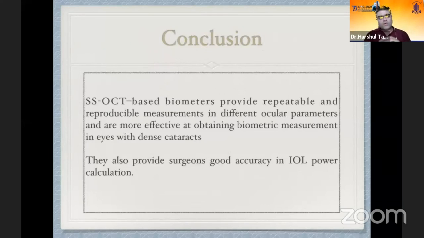So to conclude, nowadays we have the most advanced optical biometers available, which give us repeatable and reproducible measurements of different ocular parameters, and they are more effective at obtaining biometric measurements in eyes with dense cataracts, and they also provide good accuracy in IOL power calculation, especially with the newer generation formulas which we use.